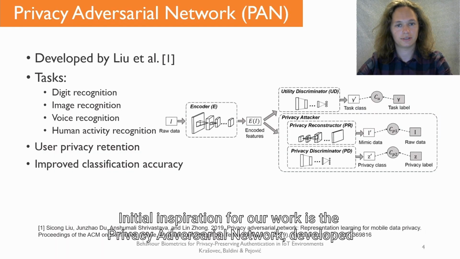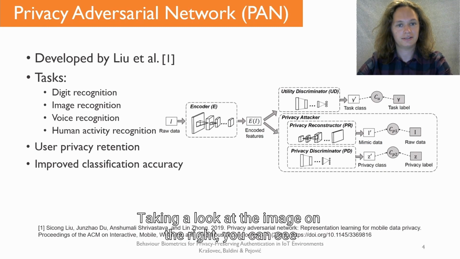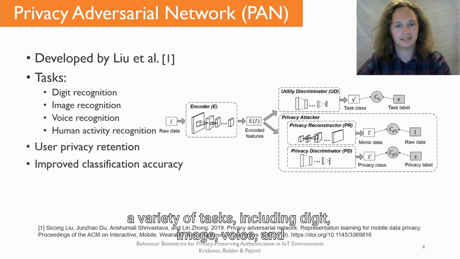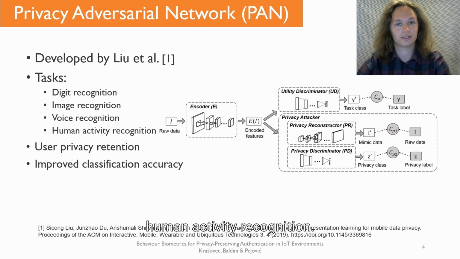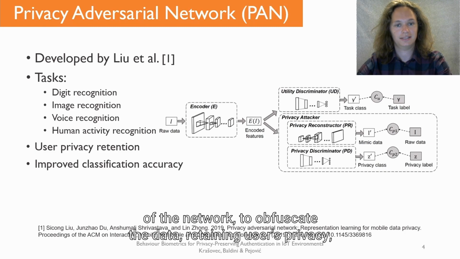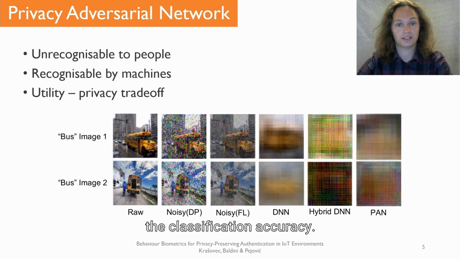The initial inspiration of our work is the Privacy Adversarial Network developed by Liu et al. in 2019. Taking a look at the image on the right, you can see that they utilize a 4-part neural network that can be used for a variety of tasks, including digit, image, voice, and human activity recognition. By utilizing adversarial learning, they train the encoder part of the network to obfuscate the data, retaining users' privacy, as well as simultaneously retaining or even improving the classification accuracy.